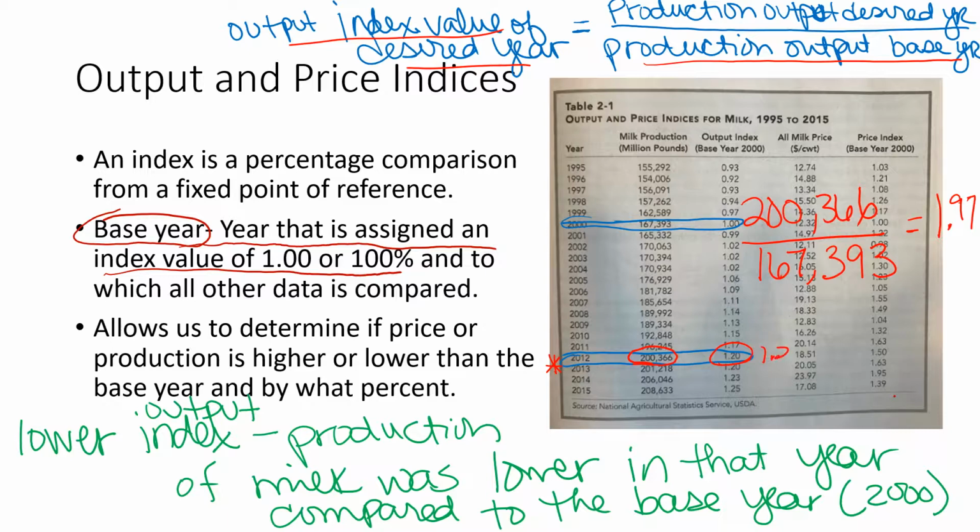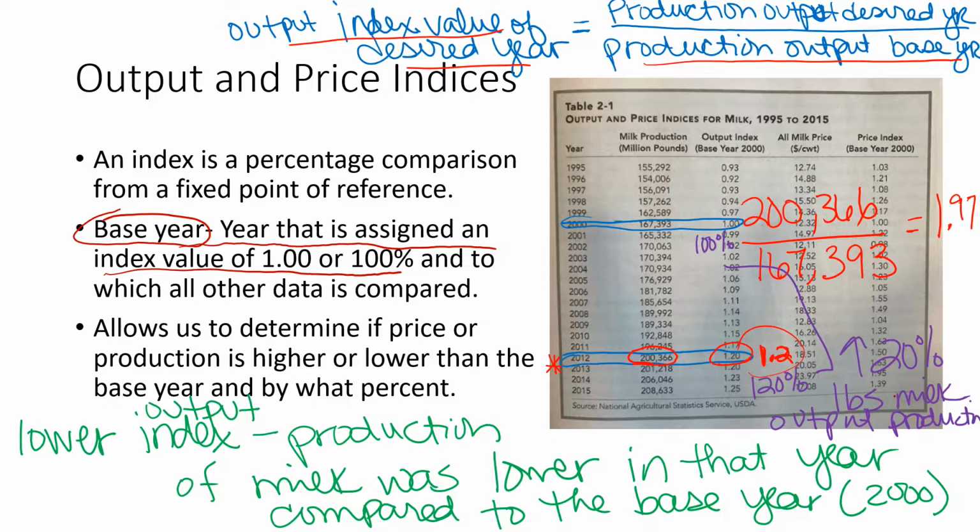They must have rounded it to get that 1.20, which is fine. Okay, so again, this means that it is greater than the base year. The production is greater than the base year, and it is greater by 20%, because again, if we change these both to percentages, our 1.00 becomes 100%, and our 1.20 becomes 120%, and then the difference between 100% and 120% is an increase of 20%. Production. So this is for pounds of milk output production.